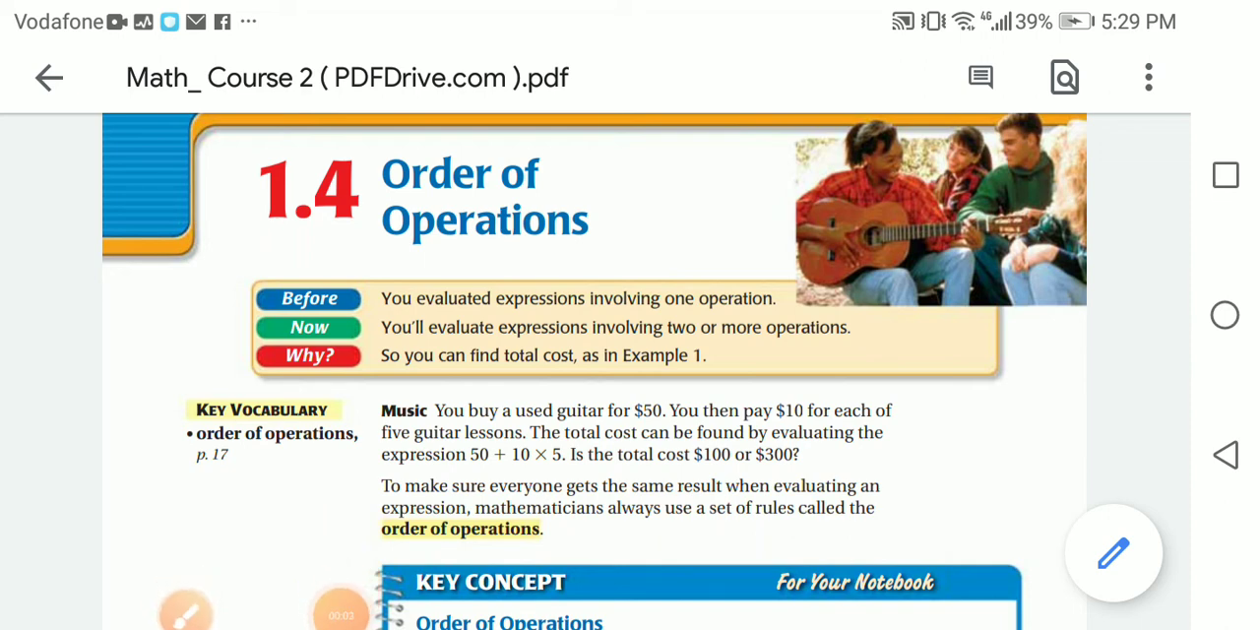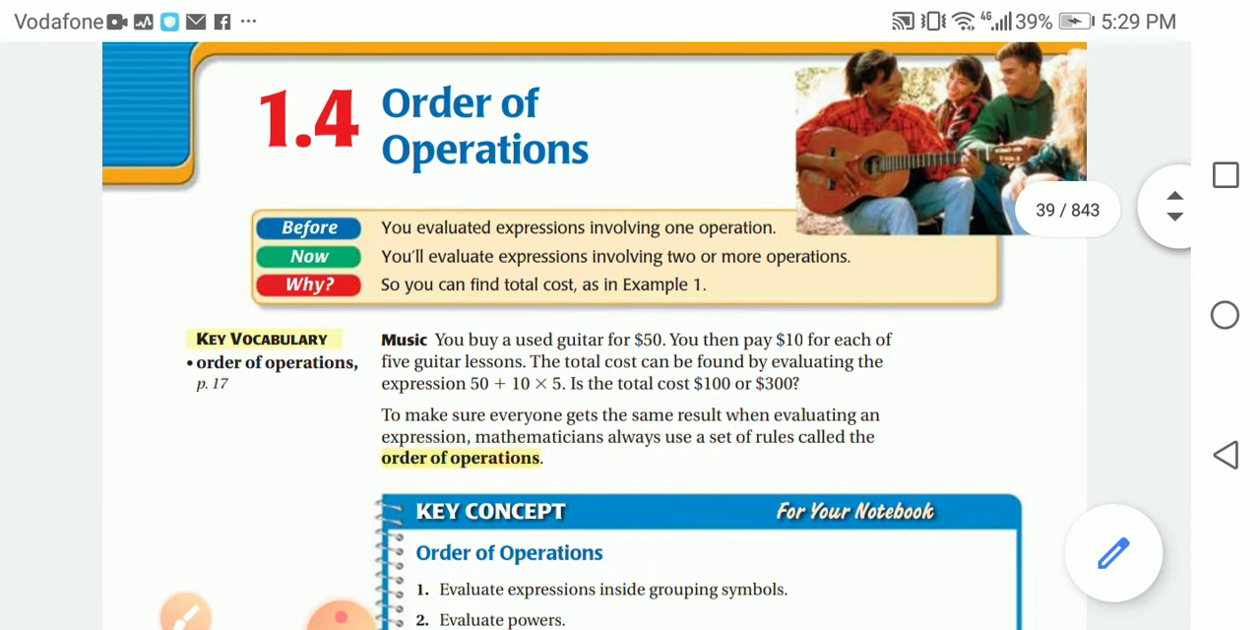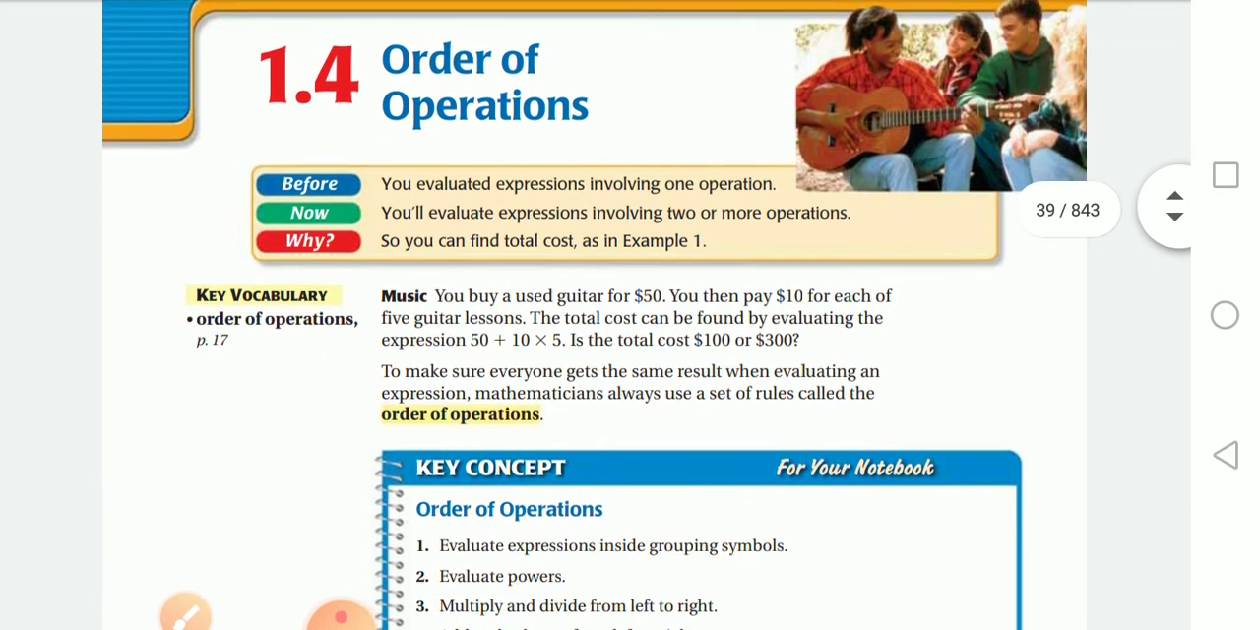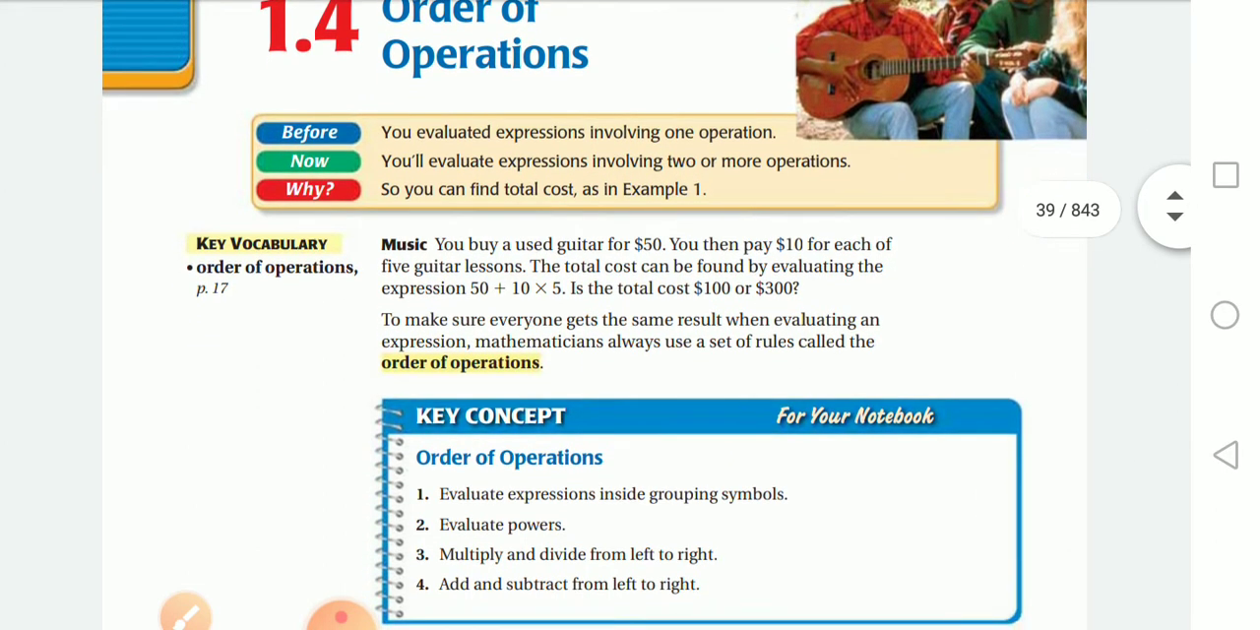I hope you're fine. Today we're going to have lesson 4, Order of Operations, on unit 1. Before, you evaluated expressions involving one operation, remember? Now you're going to evaluate expressions involving two or more operations. So you can find the total cost as in example 1 here.